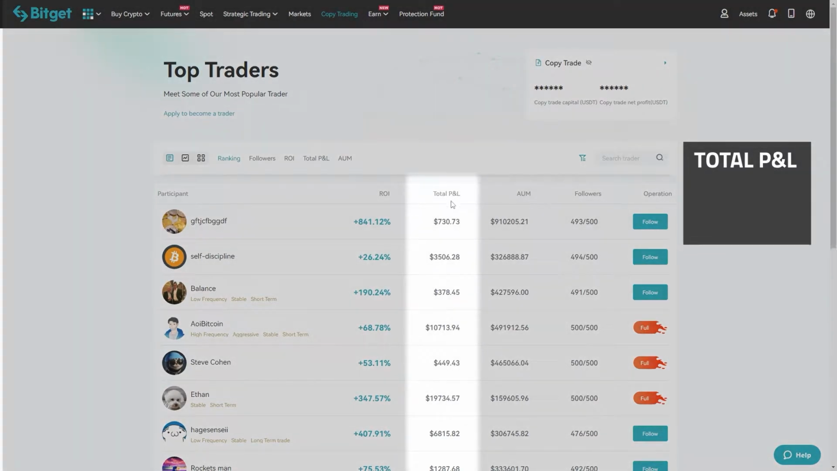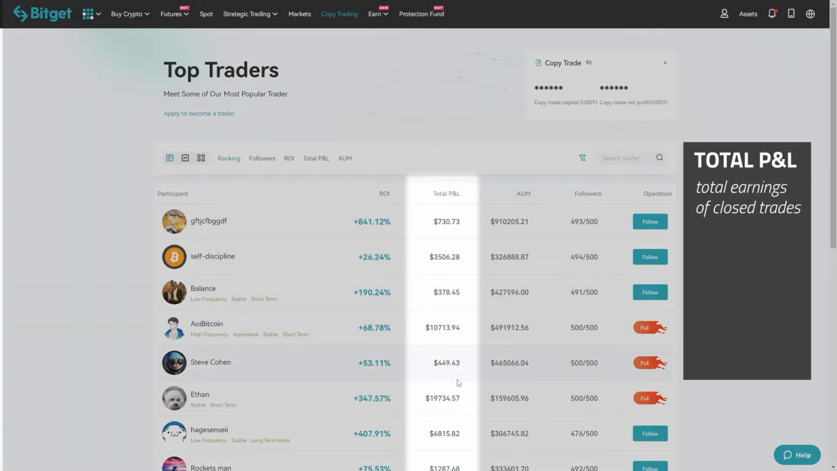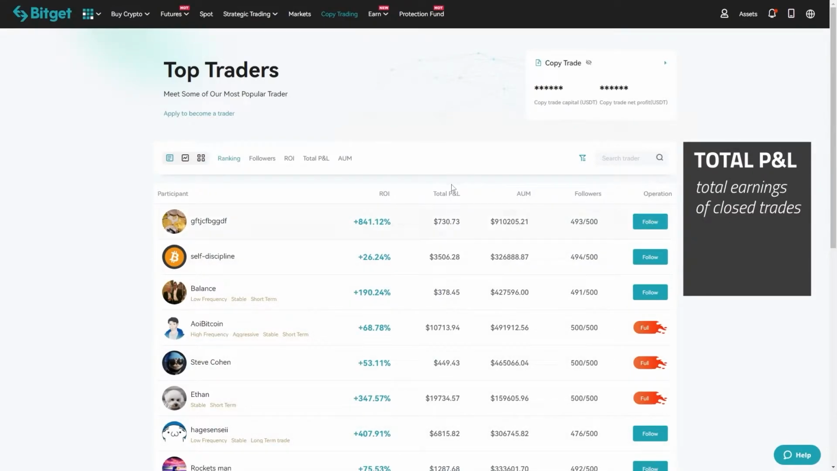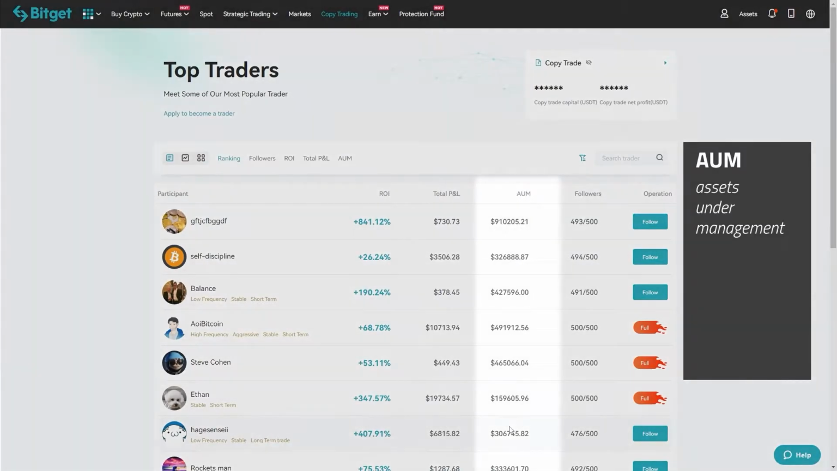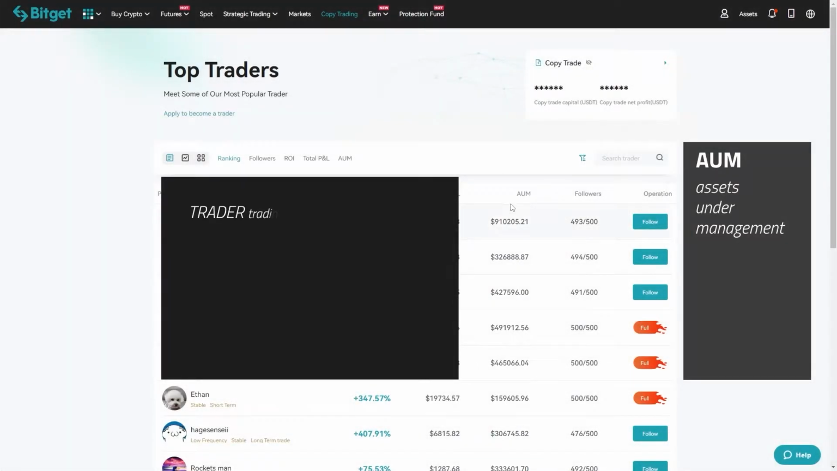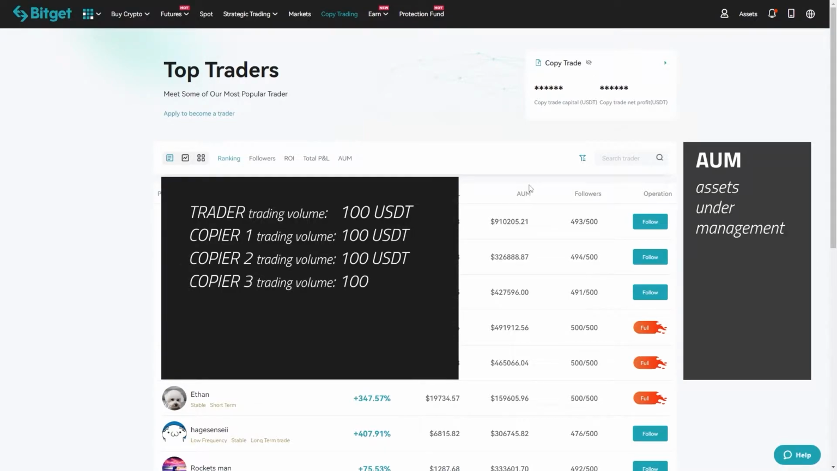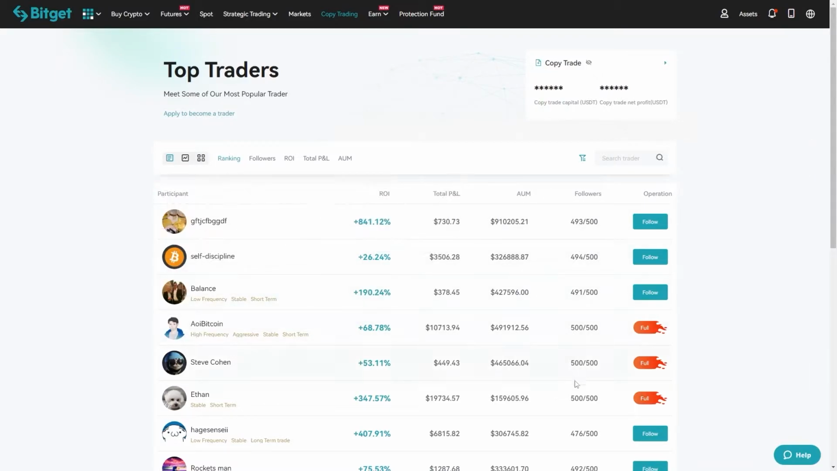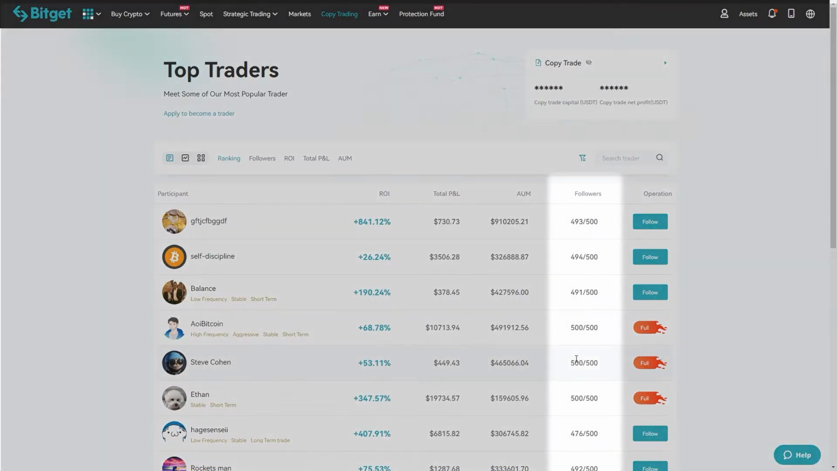The total P&L shows the total earnings of closed trades. So this is simple. The AUM is the assets under management, which means that if a trader has $100 of trade volume and he has 3 copiers who copy him with exactly the same settings, the AUM will be $400. The number of followers is a simple metric for the current followers from the total available number.